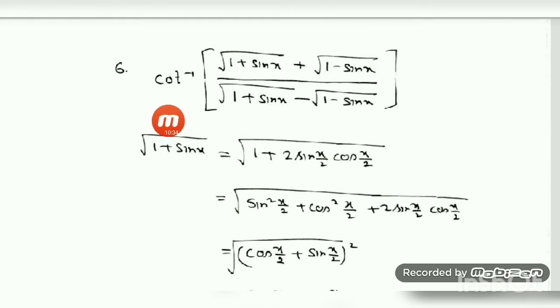Your question is cot inverse of under root (1 plus sin x) plus under root (1 minus sin x), whole thing divided by under root (1 plus sin x) minus under root (1 minus sin x). If you see, you can do it directly, but it is better to simplify this portion first, because you get this type of question in inverse trigonometric functions. If possible, try to remove the square root and do the simplification, then it will be converted to a simple derivative.